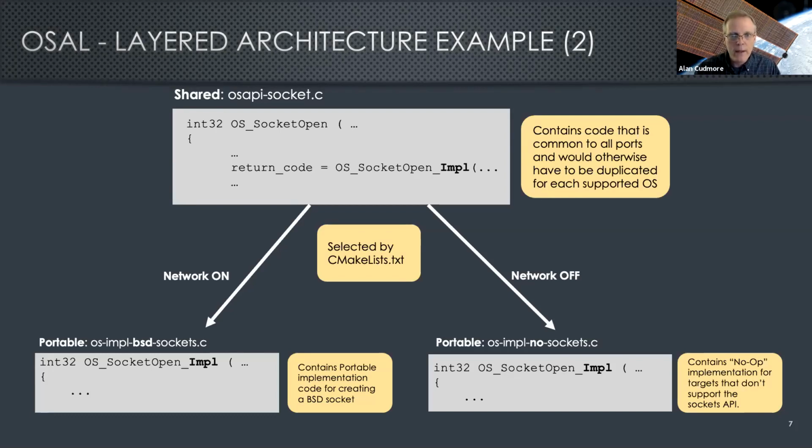And note that if we had a third option, like an OS that used the lightweight IP stack instead of BSD sockets, we could provide an implementation for that, whether it was portable or target specific. So really you just provide the module you need and you select it in the CMAKE file. Next slide, please.